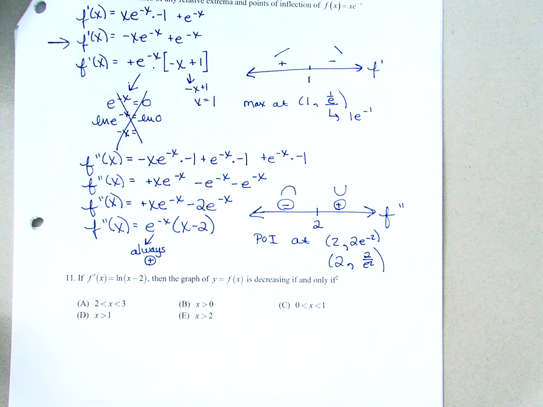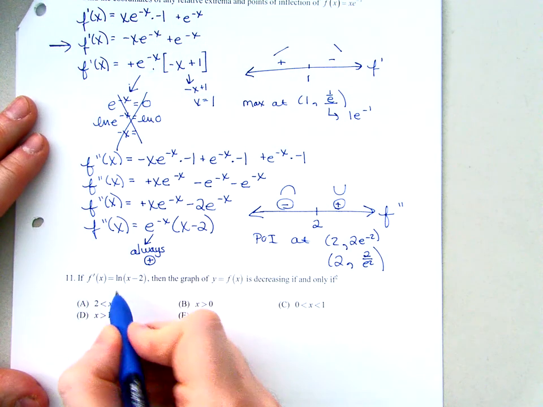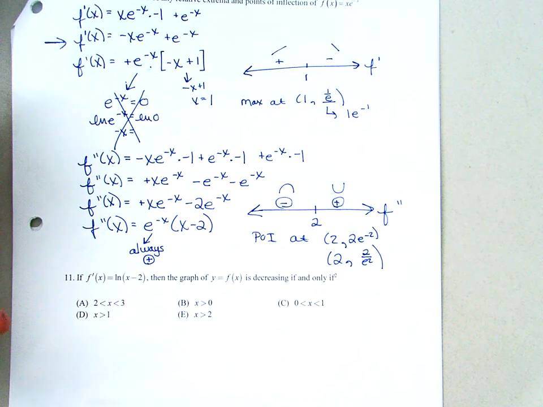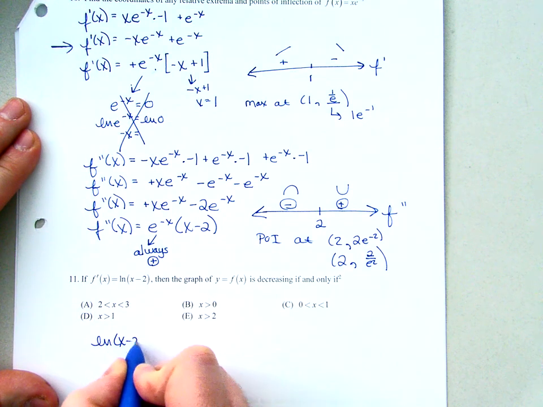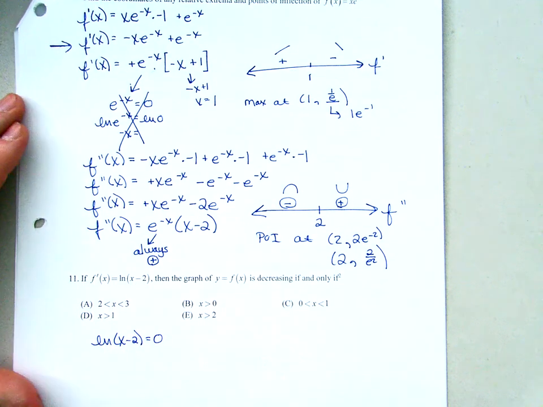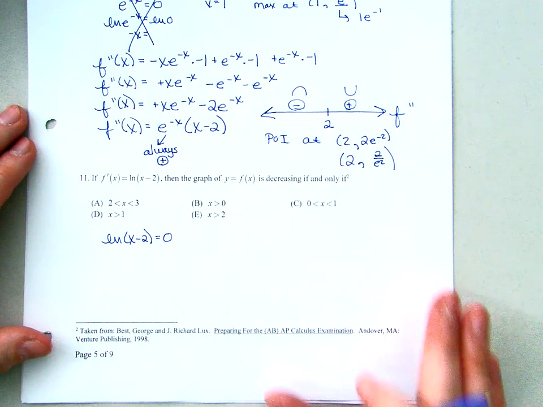Question? Well, to find the critical values, we need to figure out where the derivative is 0 or undefined. So let's set the derivative equal to 0. You need to go and solve that equation.